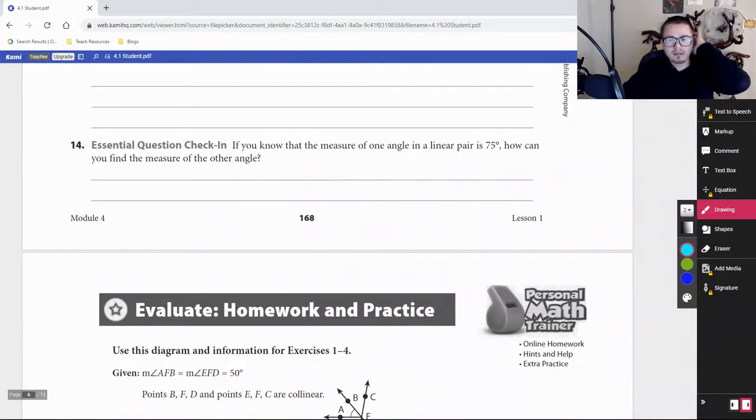And then question, central question check-in. So remember, what did we set out to do today? You should have written that down very first thing. If you know that the measure of one angle in a linear pair is 75 degrees, how can you find the measure of the other angle? Well, if it's a linear pair, that means they're supplementary. It adds up to 180 degrees, so you subtract with the angle measure that you have.